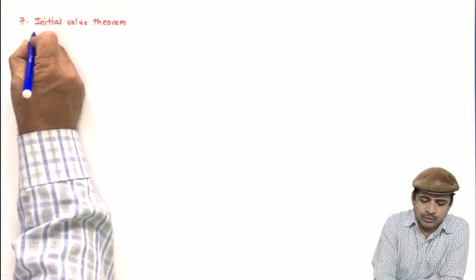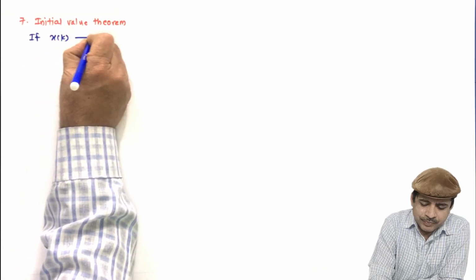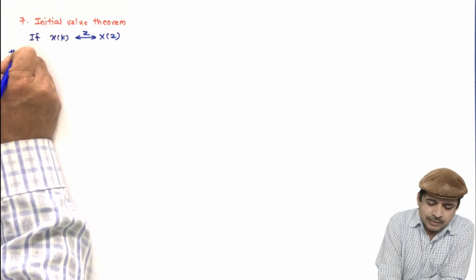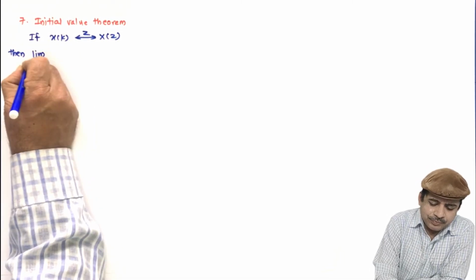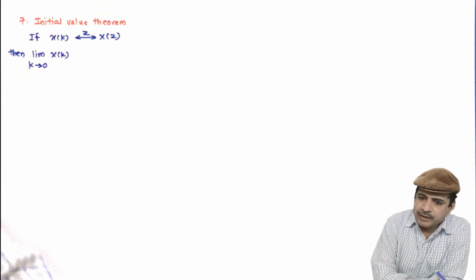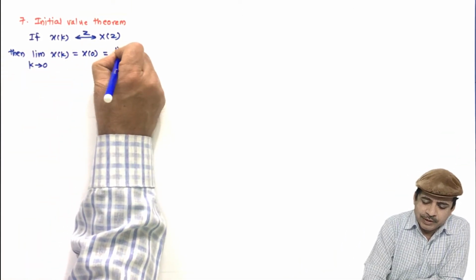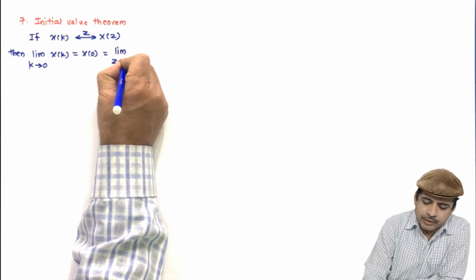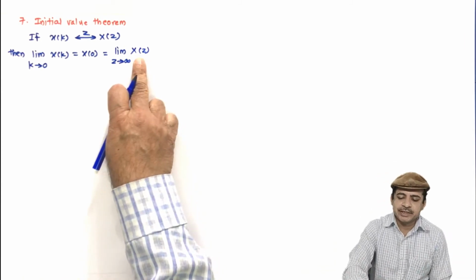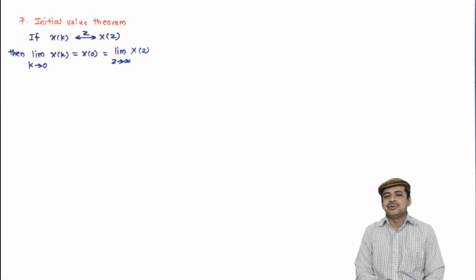So the initial value theorem says: if x(k) on taking the z-transform gives X(z), then limit k tends to 0 of x(k), which is equal to x(0), is equal to limit z tends to infinity of X(z). So if you have X(z), then by putting z equal to infinity, or solving this limit, you can find the initial value. Let us prove it.